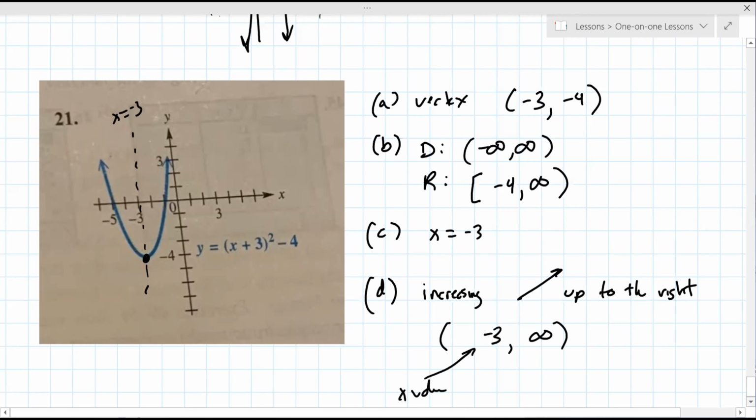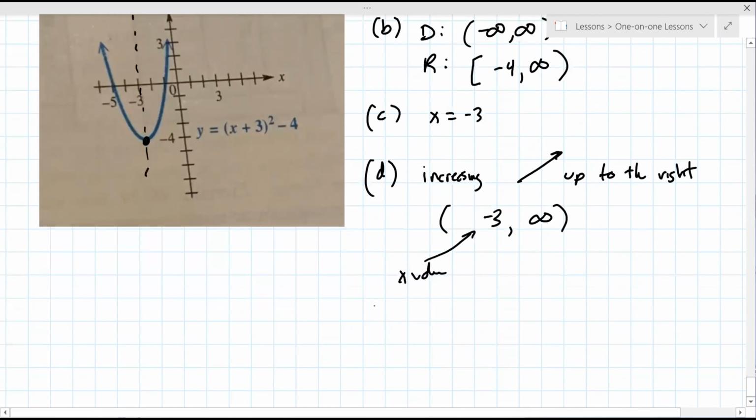Is it decreasing? Yes. So we have to describe what decreasing is. Decreasing is going down and to the right. So where I'm about to trace, it is decreasing. Should be negative infinity to 3, right? -3. -3. Yep. All right.